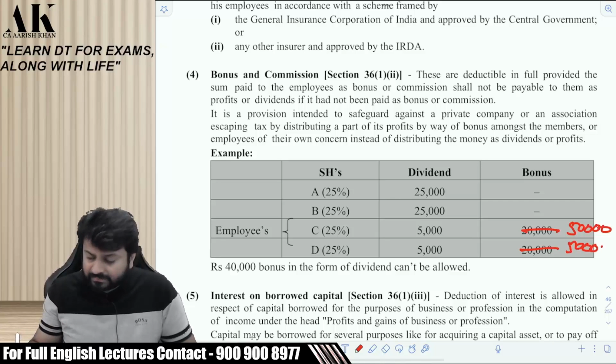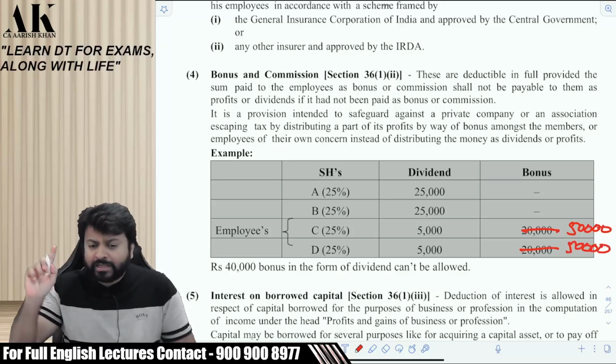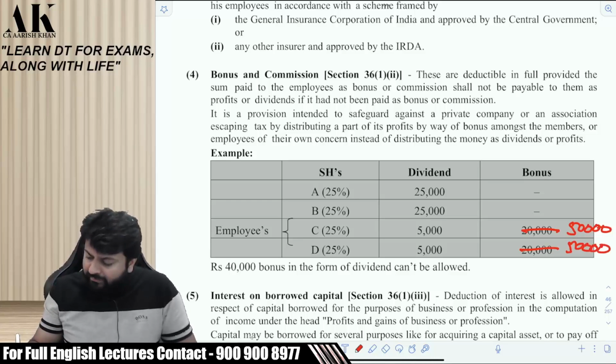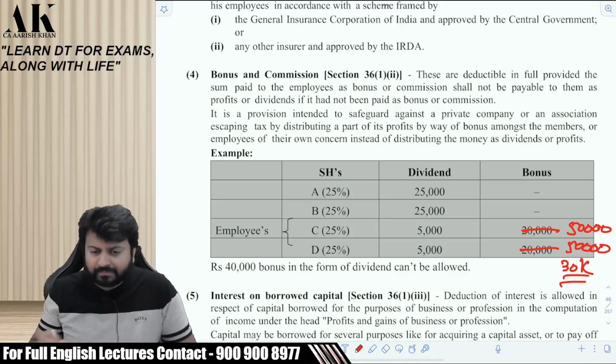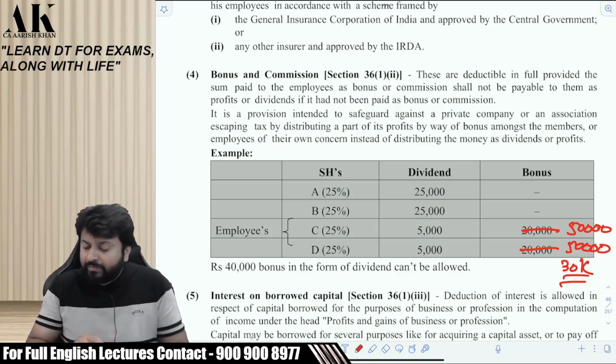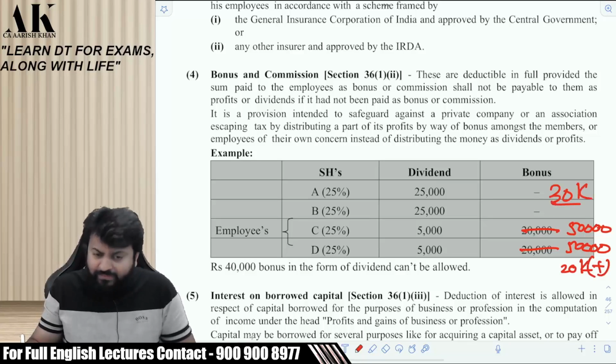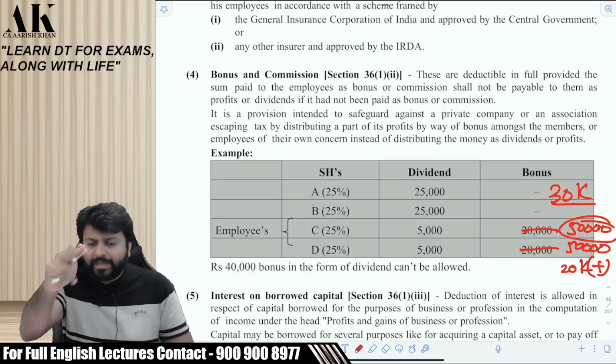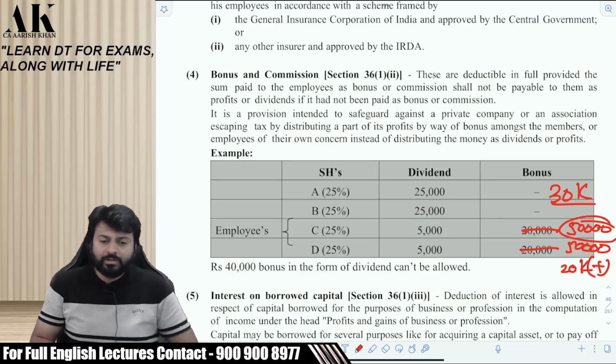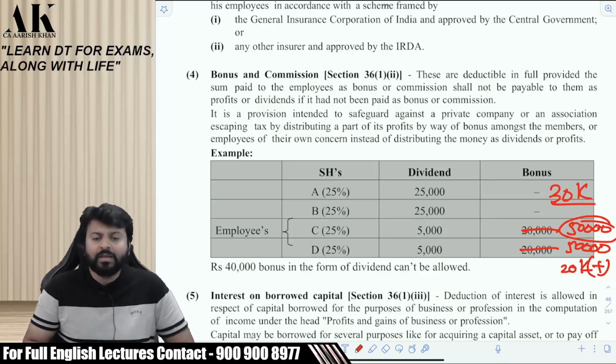If here you are paying a bonus of not 20,000 but 50,000 rupees to them, then we would not have disallowed the entire 50,000. We would have disallowed only 20,000 out of both of them. 20k would have been disallowed for each. 30k would be allowed to both of them. Because out of 50, only 20k represents dividend. Not the entire 50k is dividend. The rule is very simple.